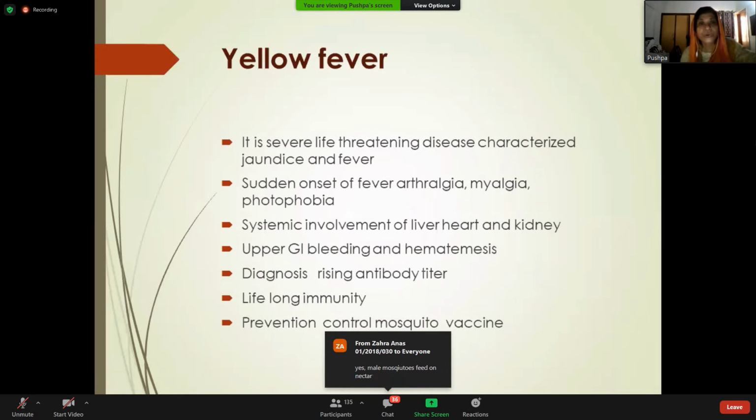Yes, only the female mosquito bites. She has to take the blood meal for her progeny.